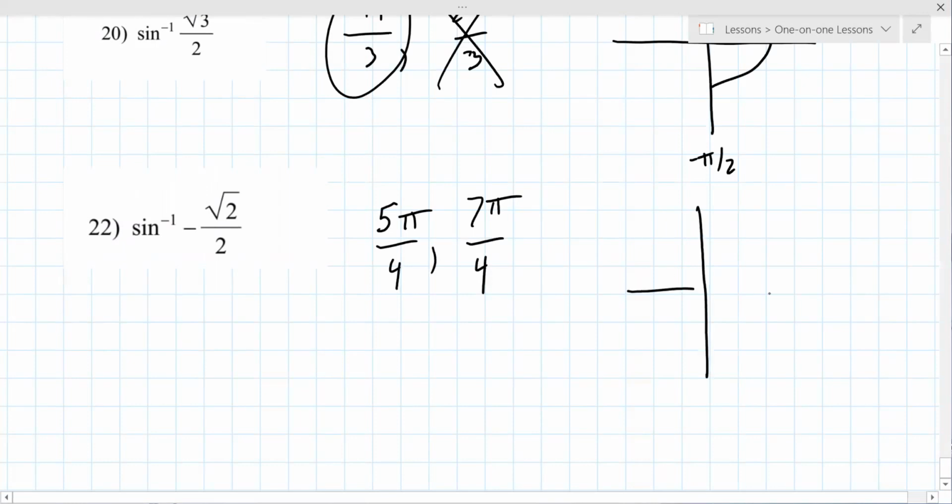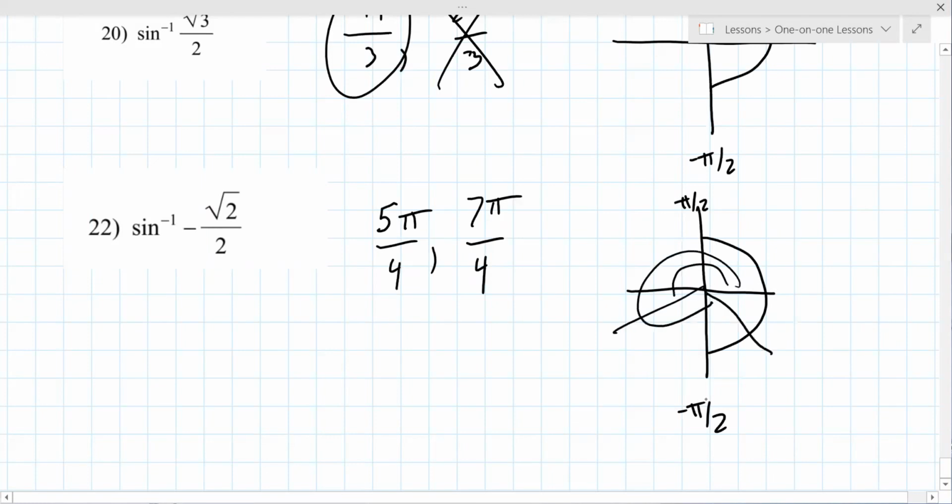Now, does 7 pi over 4 work? Well, no, it doesn't. This is where it can be confusing, because neither of these is in the range from minus pi over 2 to pi over 2. So it doesn't work? Well, it does work, but what you have to recognize is that this is also minus pi over 4.